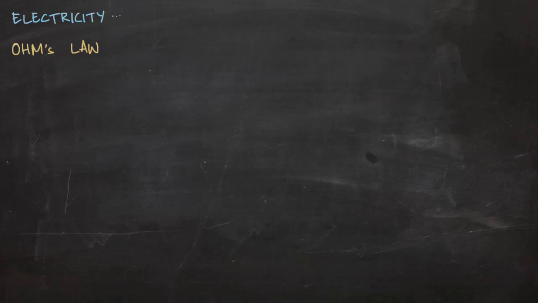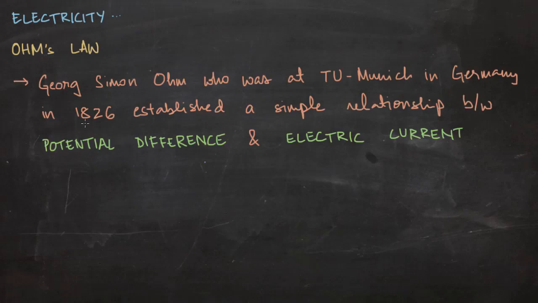Hey there, in this video, let's talk about Ohm's Law. In the year 1826, George Simon Ohm, who was then at Technical University Munich in Germany, had established a very simple relationship between the potential difference V and the electric current I.